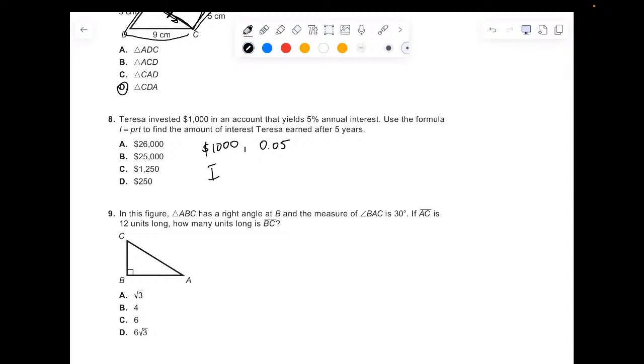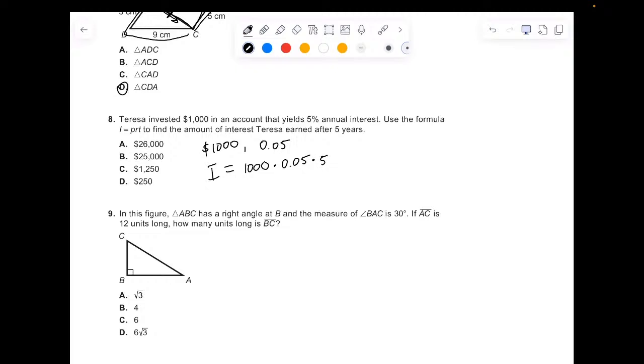Alright, so I is equal to... My first thought was PRT is just percent, but there's no way that's right. So I'm going to guess that it is principal, which will be $1,000, times... What would R be? R would be interest rate. Yeah, that makes sense. And then times time, which is 5 years.